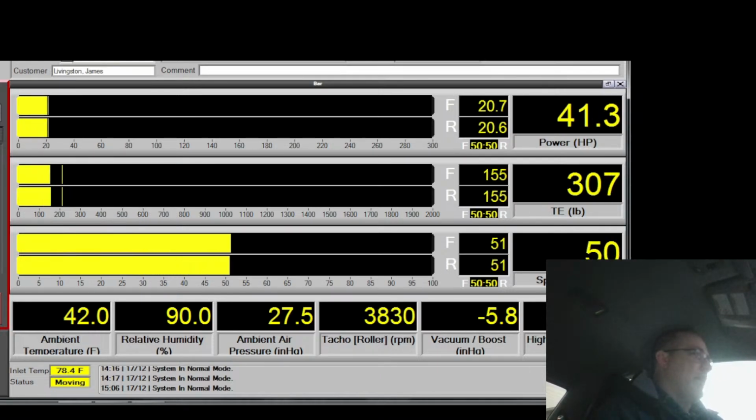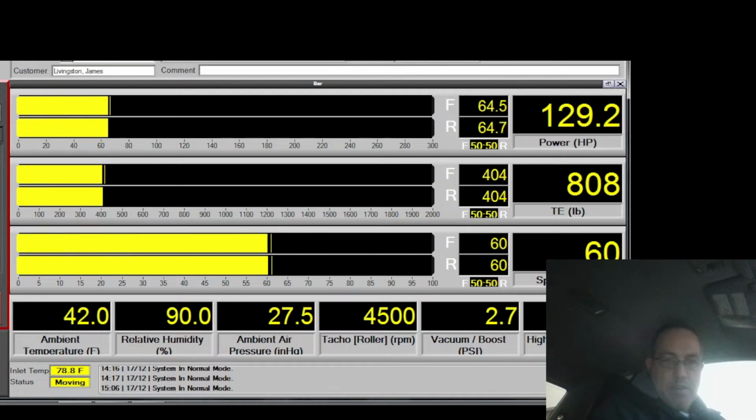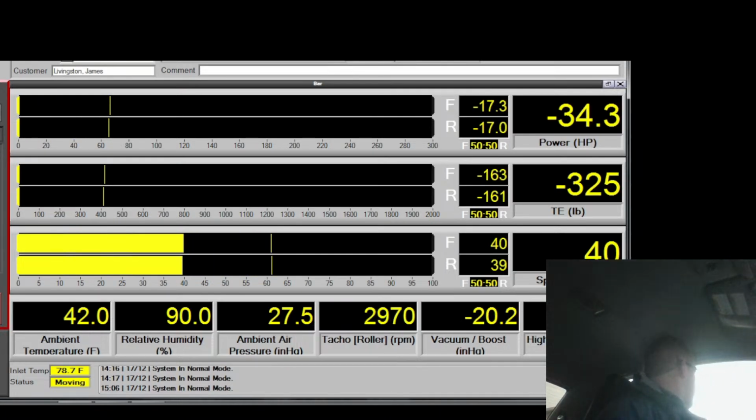All right, so I'm gonna set the tach on the dyno. We've got to go 60 miles an hour. I'm gonna set the tach at 4450, and that says 4390 on the ECU. So 4450 on the tach.